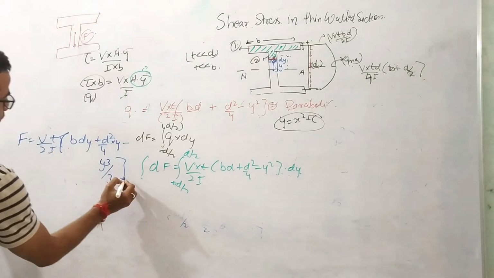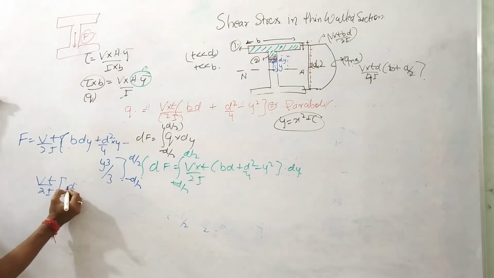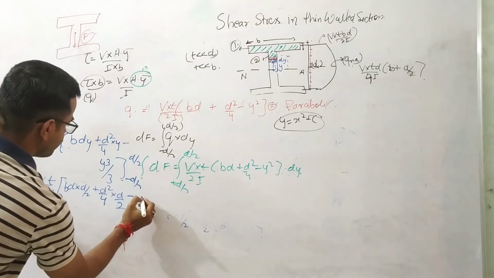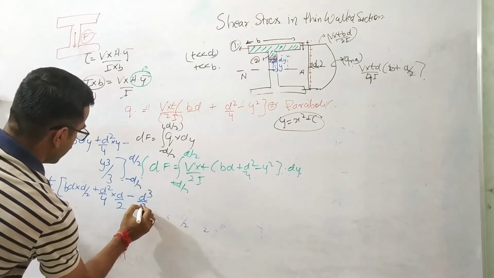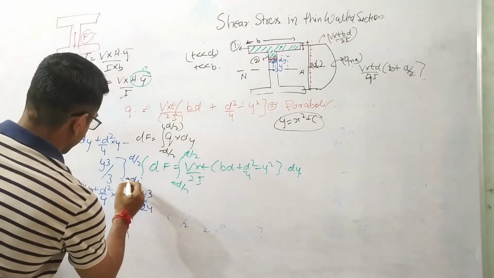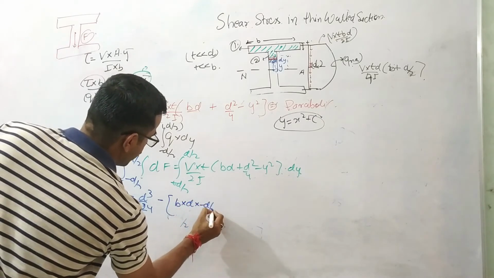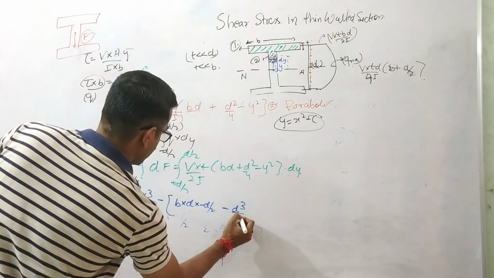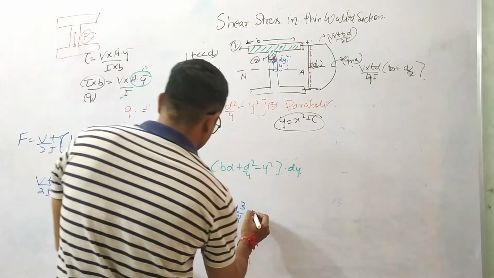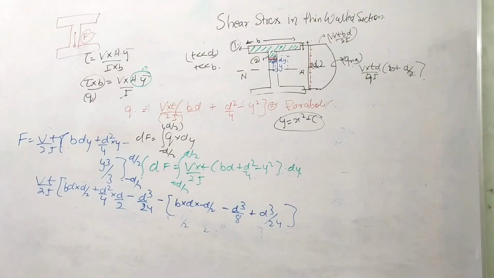So if I put the limit value minus d by 2 to d by 2, it will be V t over 2 E I, b into d by 2 plus d square by 4 into d by 2, minus d cube over 8 by 24. Then we'll have a minus b into d into minus d by 2, then minus d cube by 8 again, right? And then the term we are having is plus d cube by 24.